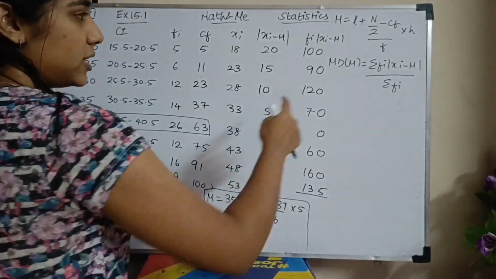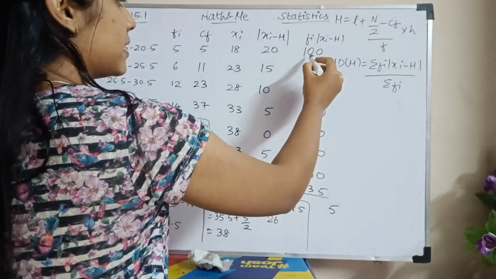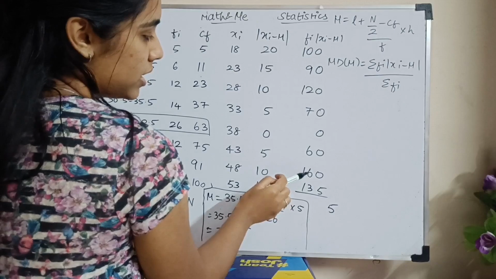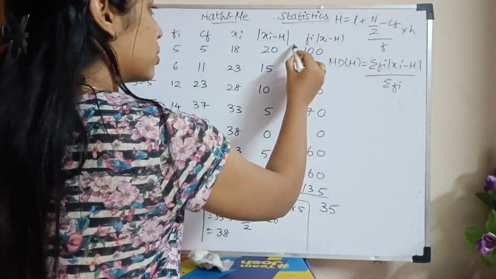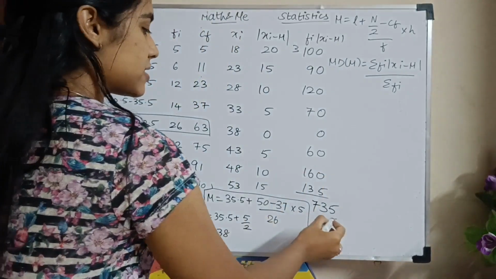So I need to add all this to substitute it in the formula. Adding them up, I have 735. This is my summation.